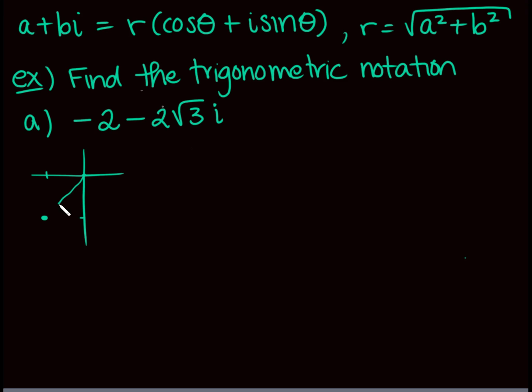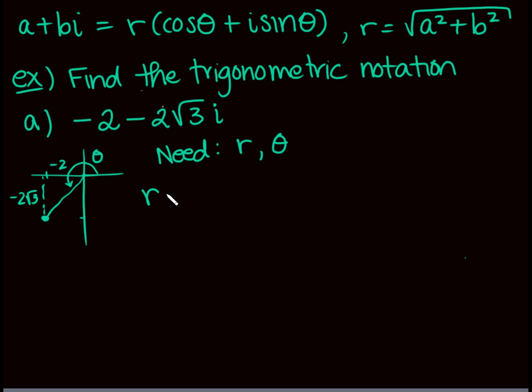And I know a couple things here. I know this is going to be my theta right here. And I know that this is my point right here. And what else do I know? I know that this distance here is -2 root 3. And I know that this distance here is -2, or just 2, right? So if I want to find the trig form, what do I need to find? If I look at these, what do I not know here? I need r and I need theta, right?